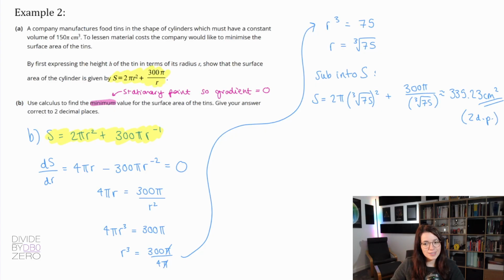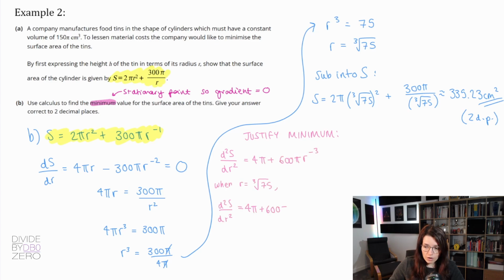Now, this question doesn't necessarily say that we need to justify that it's a minimum, but I'm going to show you how to do that anyway. So to do that, we need the second derivative. By differentiating again, we get 4 pi plus 600 pi r to the minus 3. You can then sub in your r value, and in the calculator, that works out to be 37.699 something, which is greater than 0. Therefore, we've shown it's a minimum.